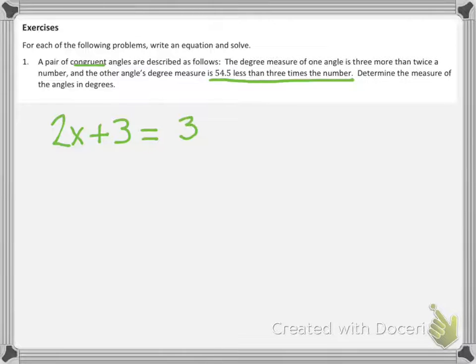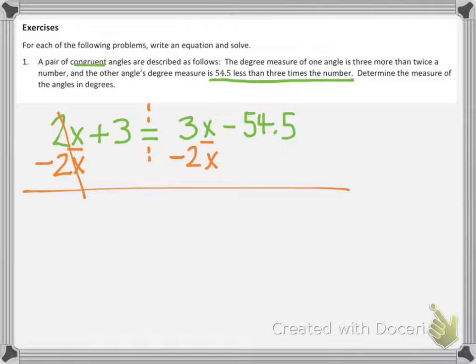So 3 times the number minus 54.5. All right, so there we have the equation. And now I want to get all of my x's on one side. So I've got one there and one there. They're on both sides of the equal sign. So I'm going to subtract 2x, so I have a positive x. So the x's are gone there.